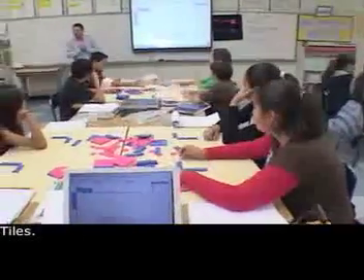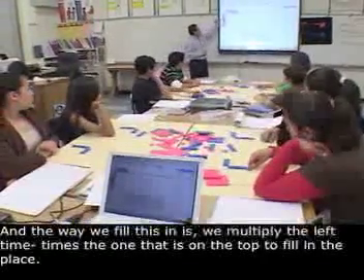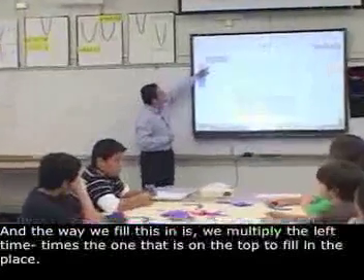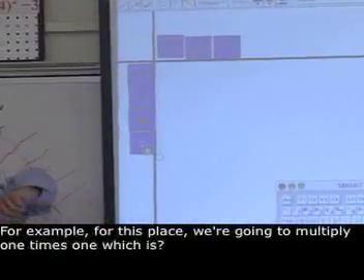12 small tiles. Okay. And the way we fill this thing is we multiply the left times the one that is on the top to fill in the place. For example, for this place we're going to multiply 1 times 1, which is 1.